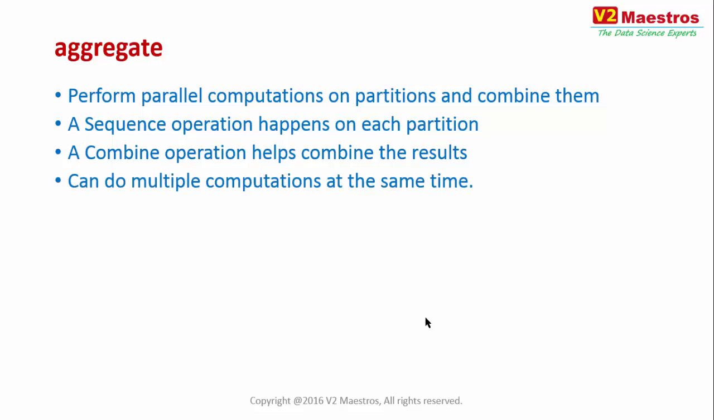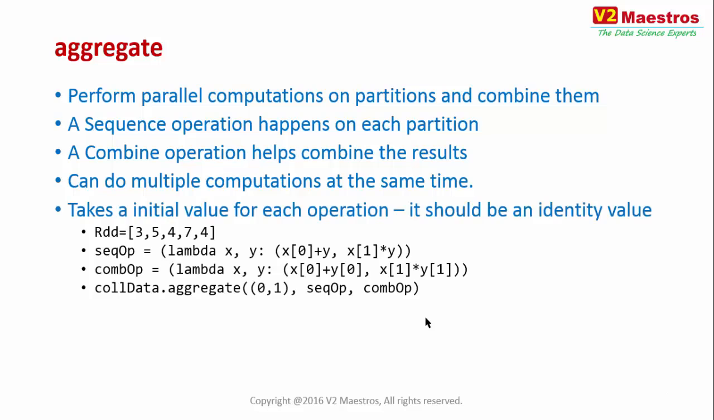And added to that complexity is another thing: it can do multiple computations at the same time, which means it can perform multiple sequence operations and multiple combine operations at the same time. So that's really giving you a lot of parallel processing power. But yes, it is a little difficult to understand how this works. So let us take, for example, this RDD, which is again 3, 5, 4, 7, 4. Okay, so how does this one work?